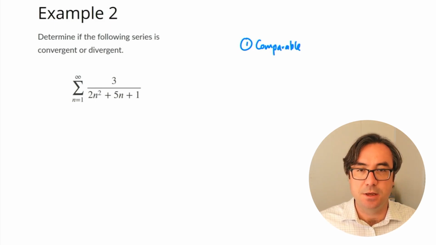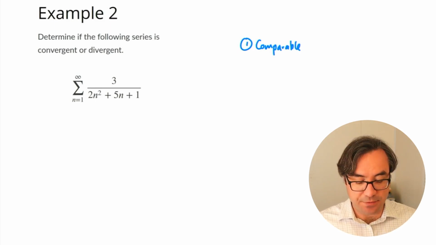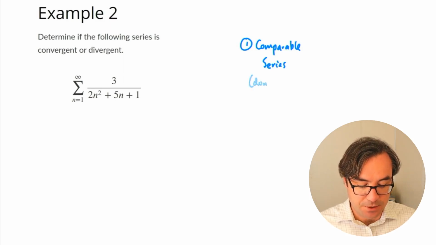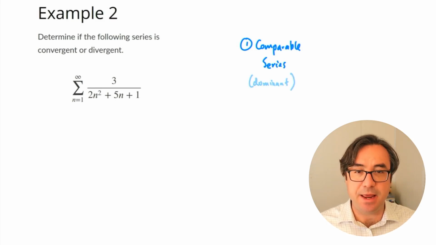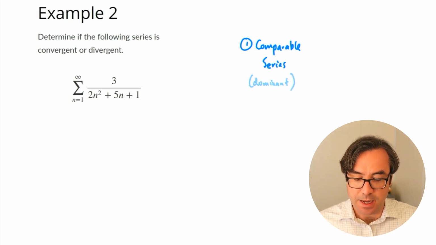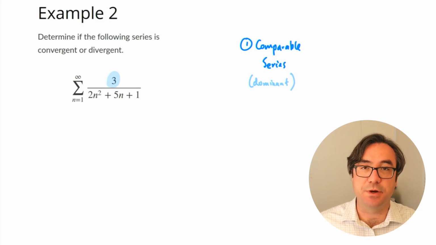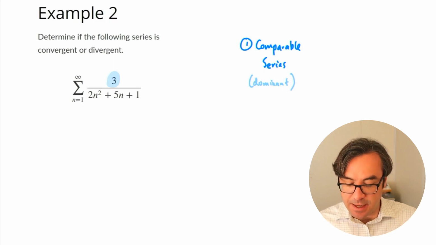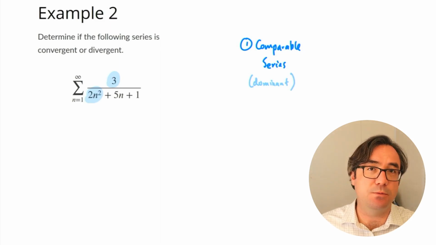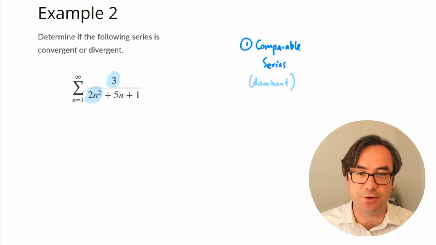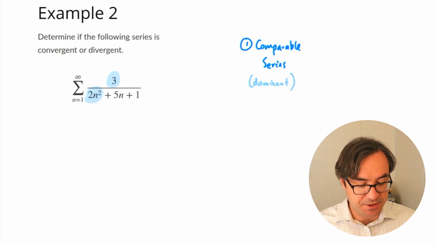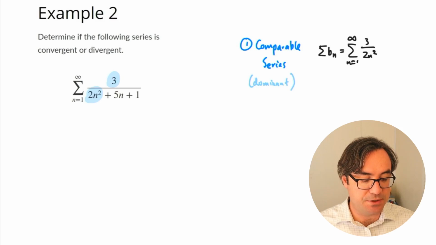To do this, we look at the dominant terms. Usually we're dealing with fractions here, so we look at the dominant terms in the top and the bottom. In this case, 3 is the only thing in the top, so we're going to use that. The dominant term in the denominator is the biggest power of n, so the 2n squared term. So our comparable series, sigma bn for short, is the sum from n equals 1 to infinity of 3 over 2n squared.